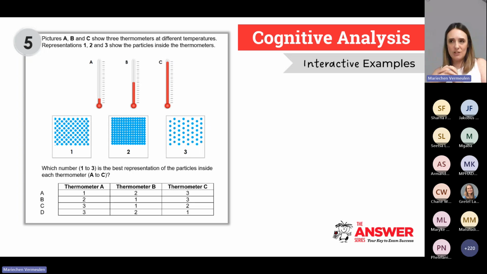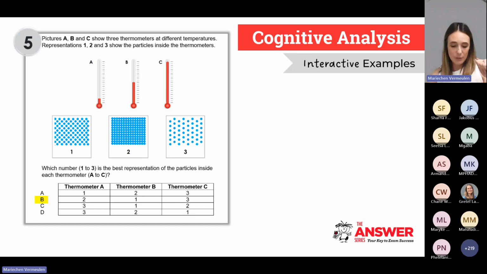And then the question asks, which diagram, 1, 2, or 3, best represents the particles inside each thermometer A to C? So in this instance, we're going to look at expansion and contraction. And the correct answer here would be B, where the thermometer that is very cold will have the number 2 particles tightly packed. The thermometer that is slightly hotter, like B, would look like number 1. The particles are a bit more expanded. And then number 3, which is very hot, has far expanded particles.